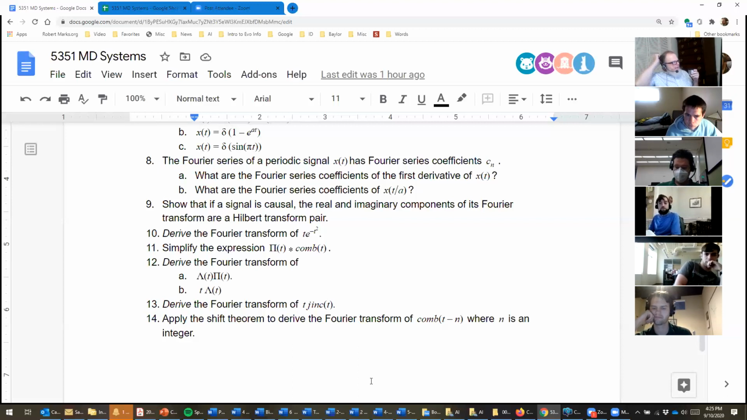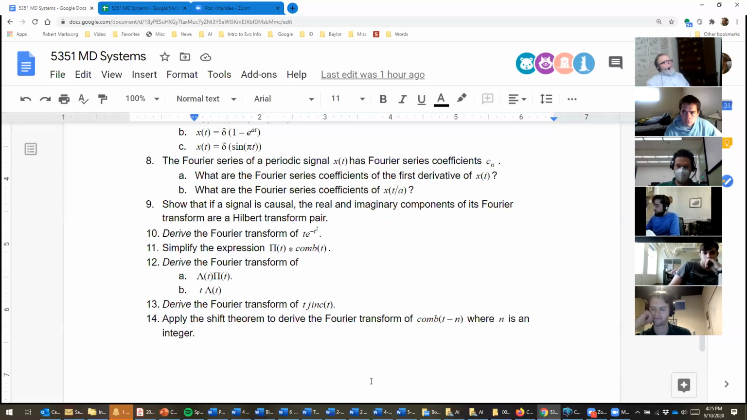Now, number 9 is a problem that I gave you, which is going to require you to read the book. The answer is in the book. And I'm wondering if anybody has any questions about that now that I've given you the big hint. Did anybody find it in the book prior to this? I found it. Okay. So the answer is in the book. And isn't that interesting? If you have a causal signal, then what do we know about the Fourier transform of any real signal?